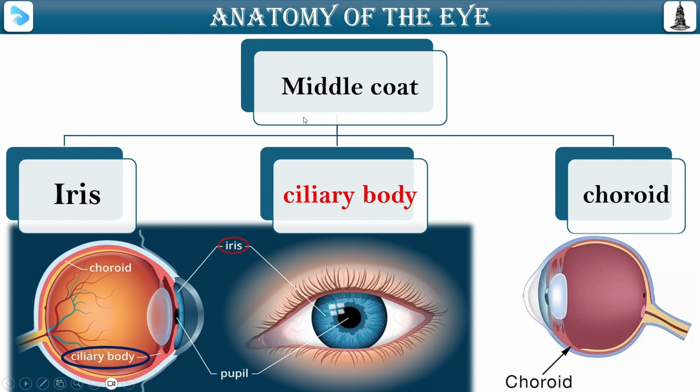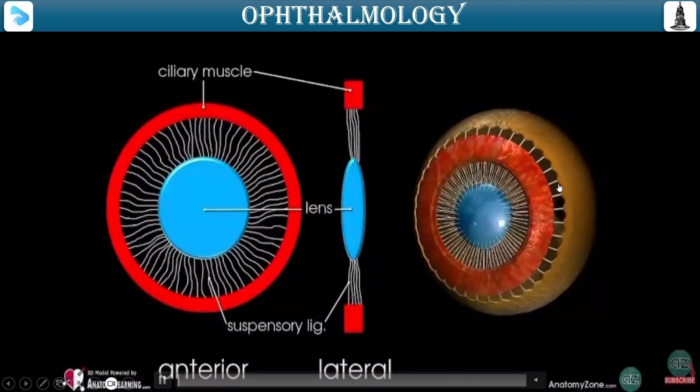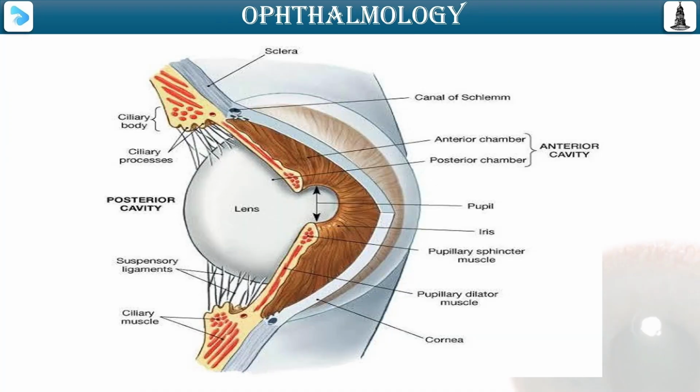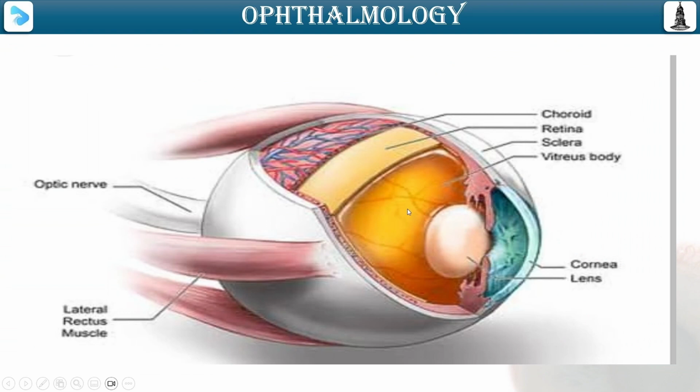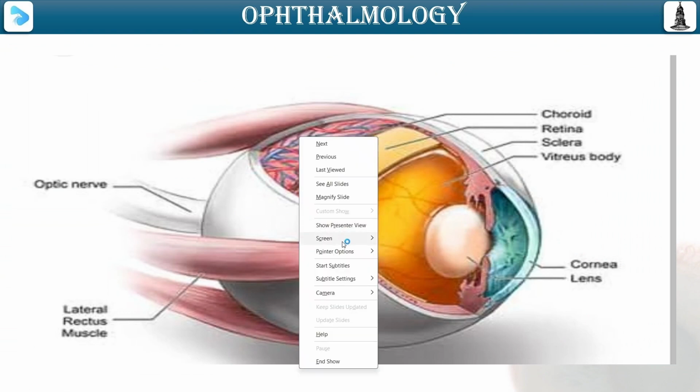Okay, as we said, the middle coat is formed of the iris, the ciliary body, and the last thing is the choroid. So let's see the choroid. All right, here we go. If we look at this picture here, we'll see this. Let's just get the laser.